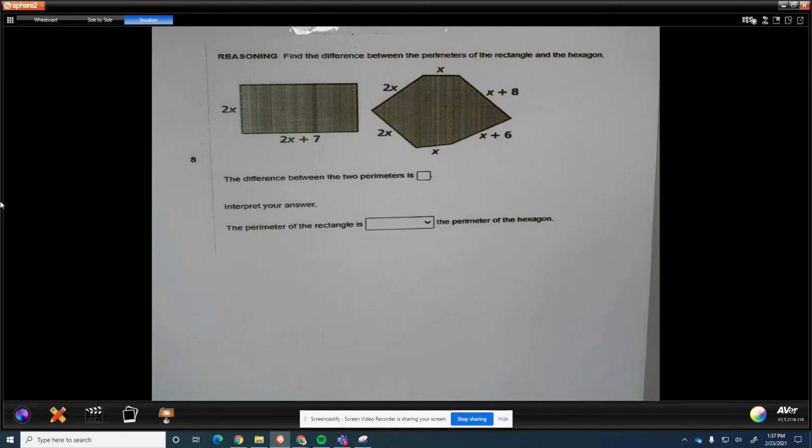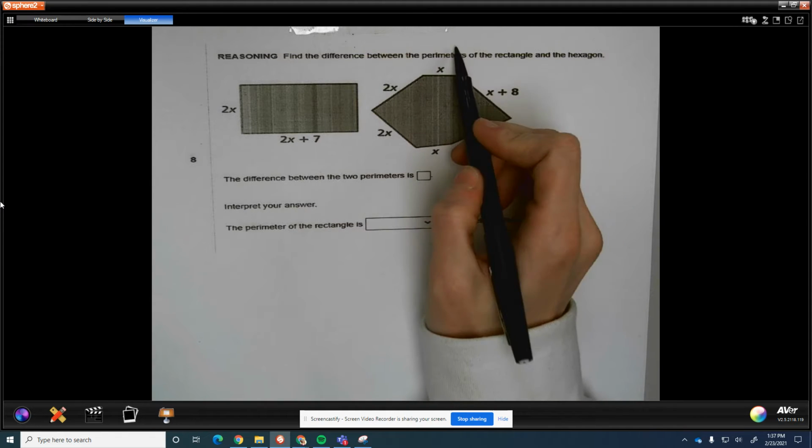This is number 8 on the 5354 homework for this week. So it says reasoning. Find the difference between the perimeters of the rectangle and the hexagon. So we have a rectangle here, hexagon here. First, we need to know how to find perimeter.